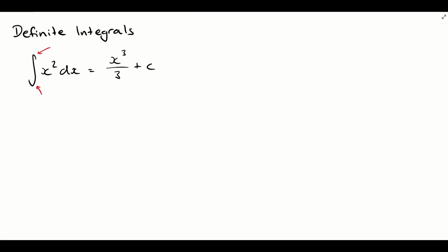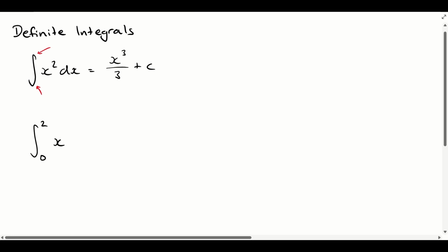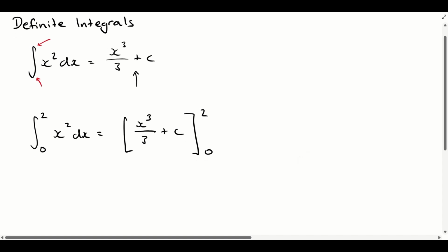So for example, it might be that we need to integrate from 0 to 2 x squared with respect to the variable x. So what we do is first we integrate this thing, which we saw above, that this is just x cubed divided by 3 plus c. And we do this from 0 to 2. Now the next step is that I substitute my bounds into this equation.